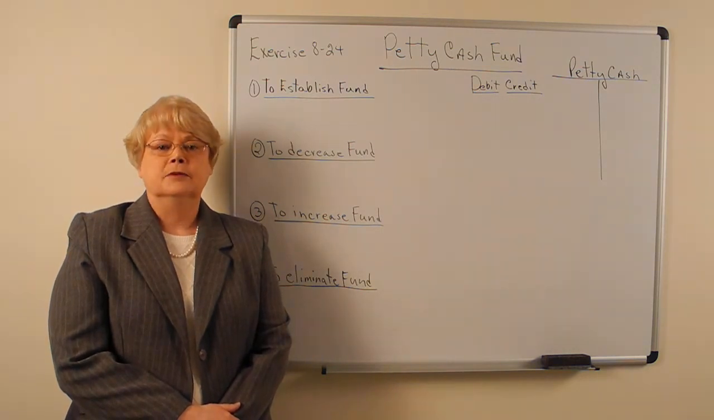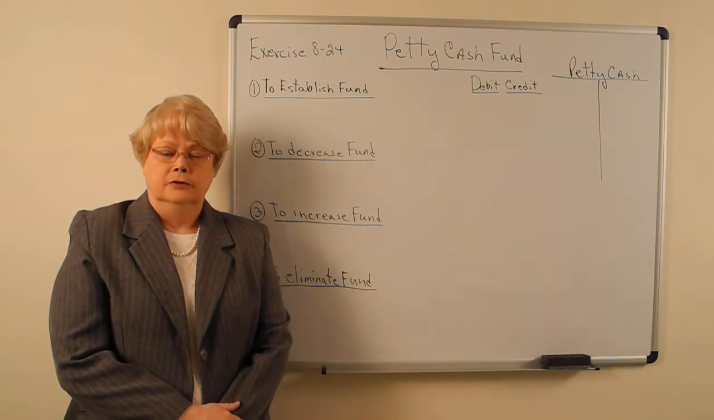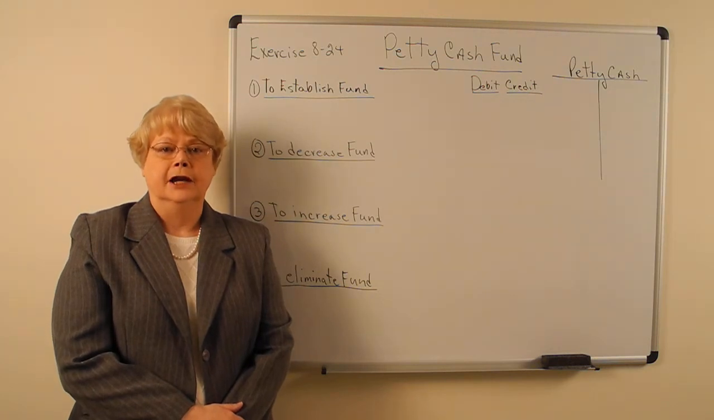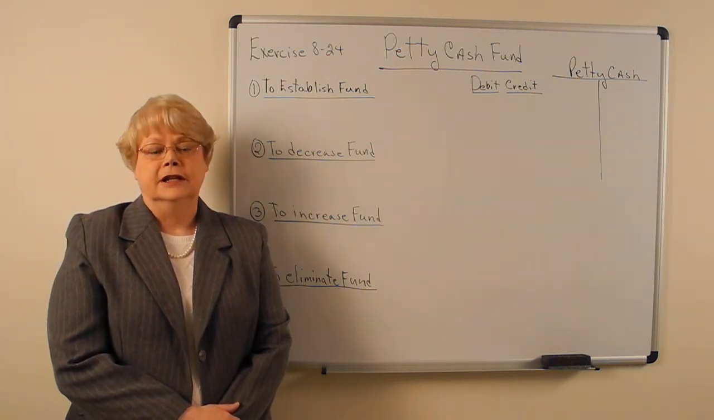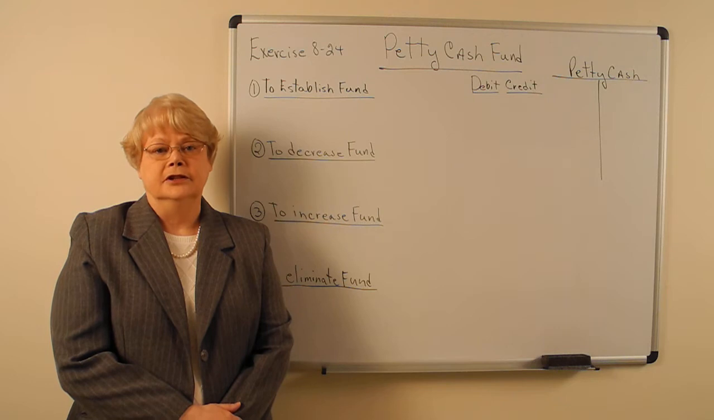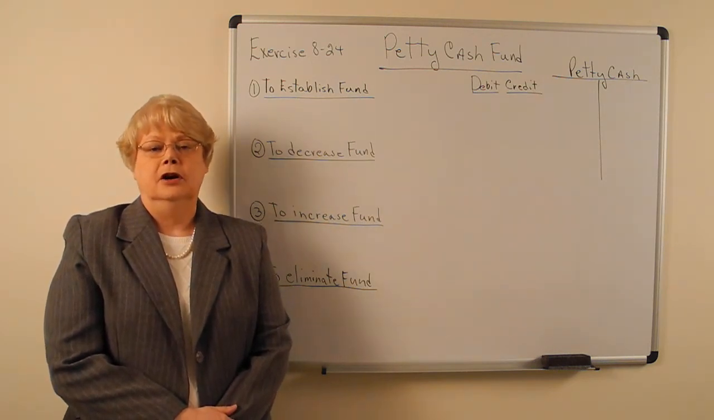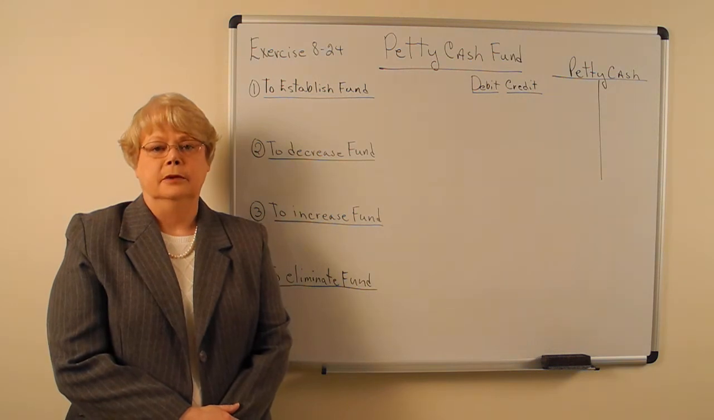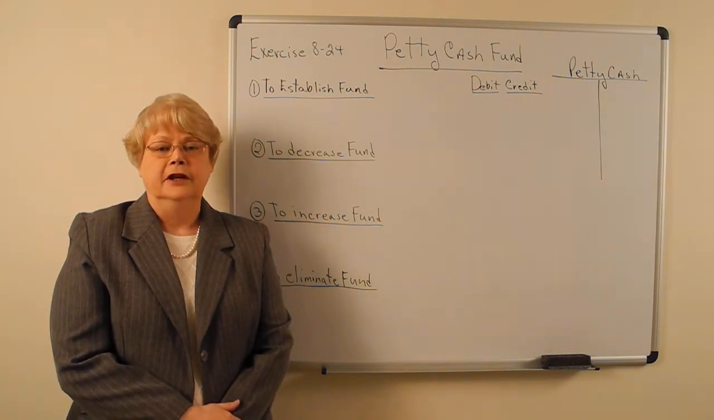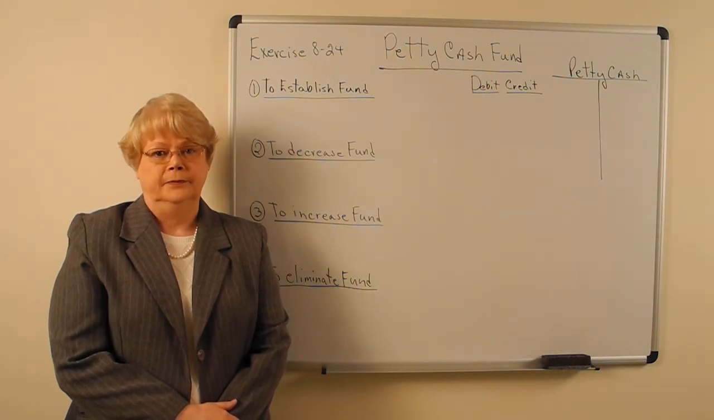At all times, what is in the petty cash drawer, whether it be cash or receipts, should together equal the amount that's in the general ledger petty cash account. So what we're going to do today is talk about the journal entries we would have in order to establish and maintain a petty cash fund.